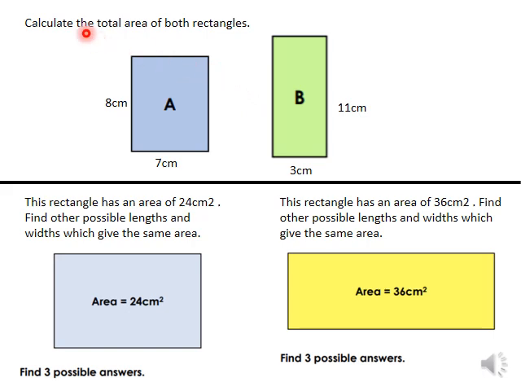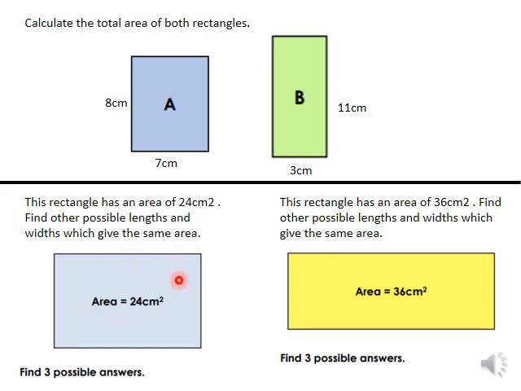That's really important, the total area. We know total means altogether. Okay, and then this question, your last question, is a little bit of a tricky one, and it's going to be linked to the question we've just gone through on the video. So this rectangle has an area of 24 centimetres squared. Find other possible lengths and widths which give the same area.